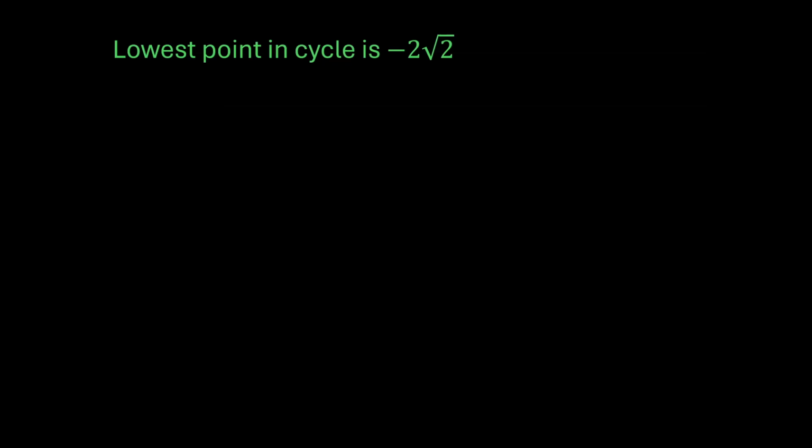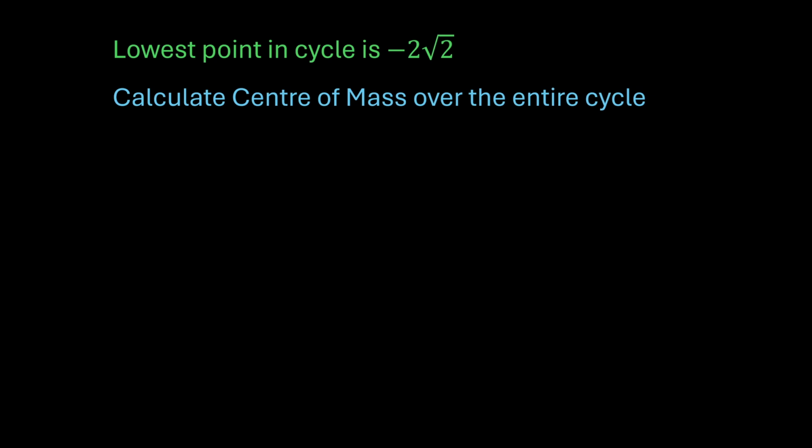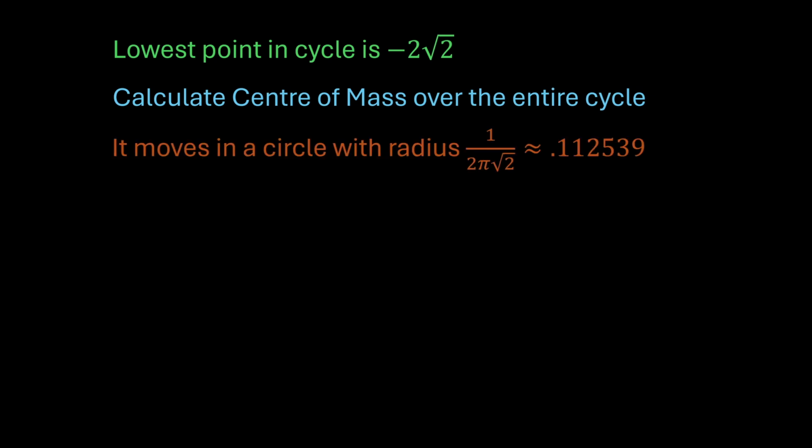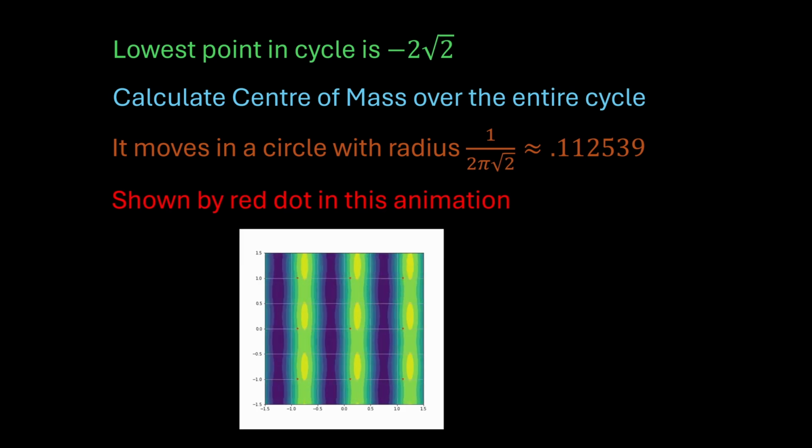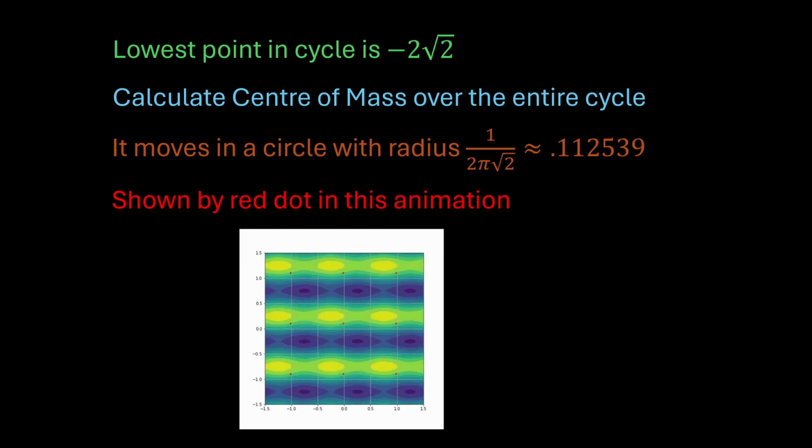Now we can calculate the centre of mass as a function of time using the standard procedure. And what we find is that it moves in a circle with radius 1 upon 2 pi root 2. And this is what the red dot was showing in the animation.